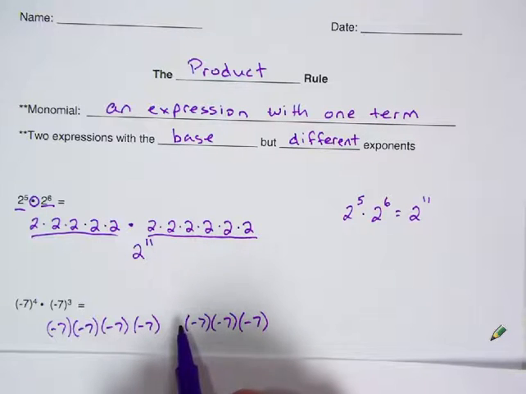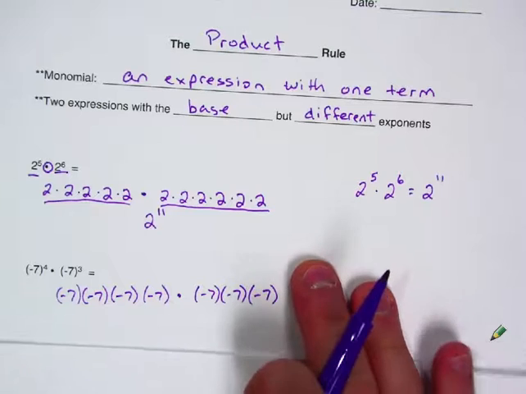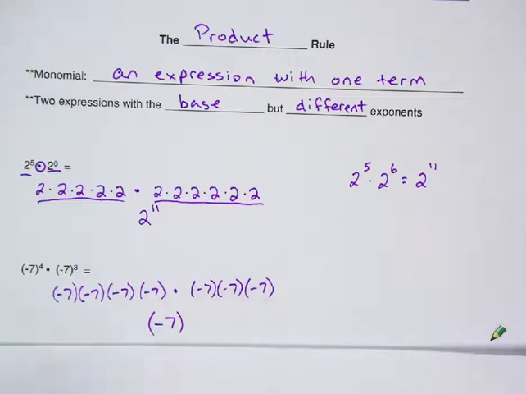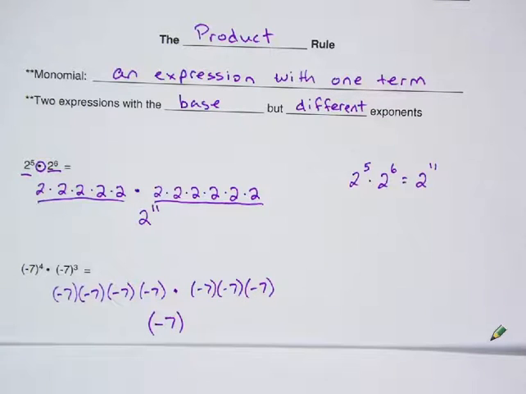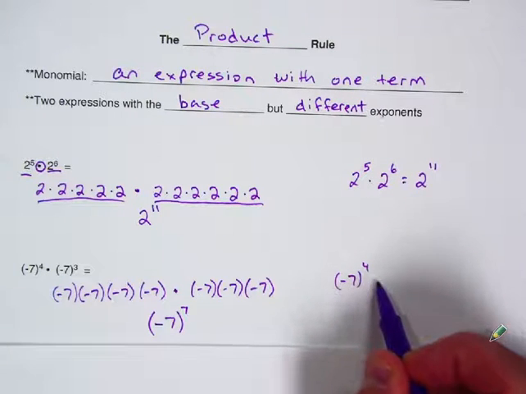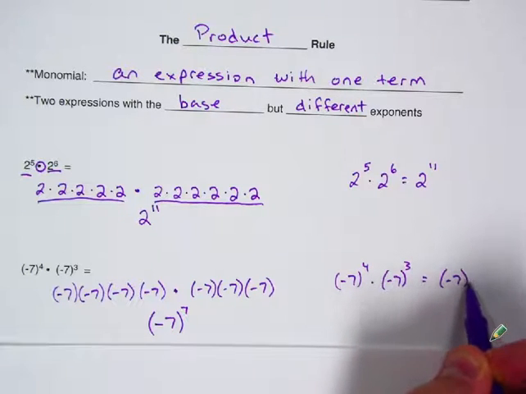Of course, we had the multiplication sign in the center, and once again, I notice that we are looking at repeated multiplication of the negative 7's. Well, that means that we'll have a base of negative 7, which does need to be in parentheses, and we count how many we have. I see 1, 2, 3, 4, 5, 6, 7 of them. So this would be negative 7 to the 7th power, meaning negative 7 to the 4th times negative 7 to the 3rd is equal to negative 7 to the 7th.